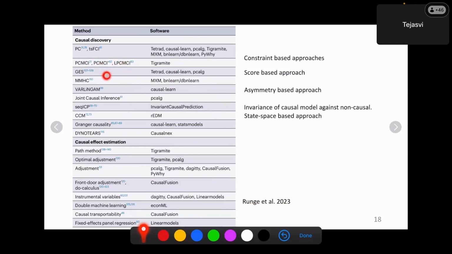Then there are score-based methods, which I did not discuss. What score-based methods do is that they generate multiple sets of graphs and try to score them based on how well they fit some observed data set or some known information. There are also asymmetry-based approaches, and invariant causal models again. But you can all find a good description of them in the latest review paper.